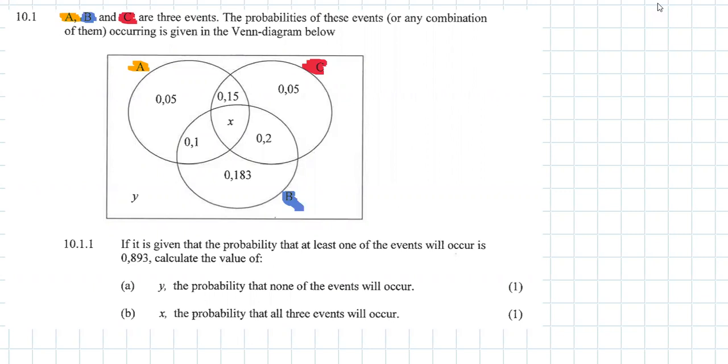A, B, and C here in the Venn diagram. 10.1.1, it is given that the probability of at least one of the events is 0.893. If it's given, calculate the value of y, the probability that none of the events will occur.